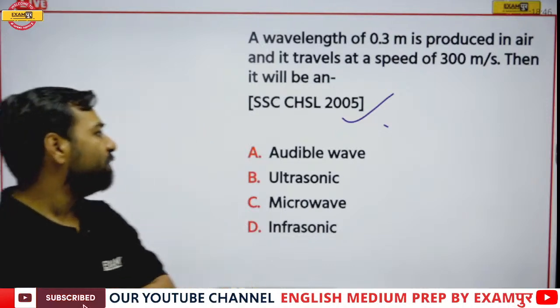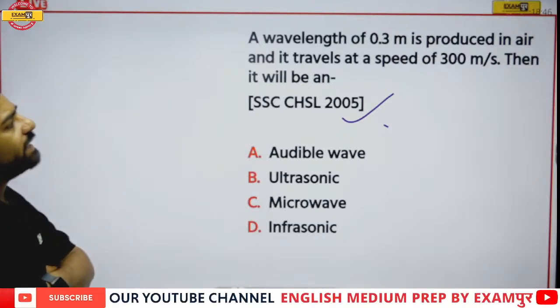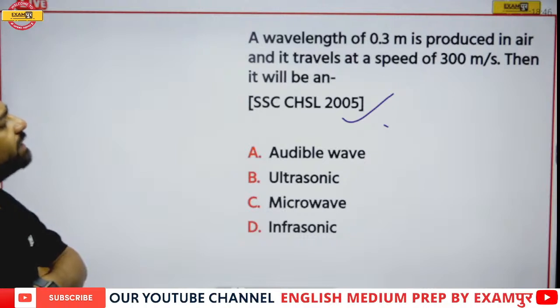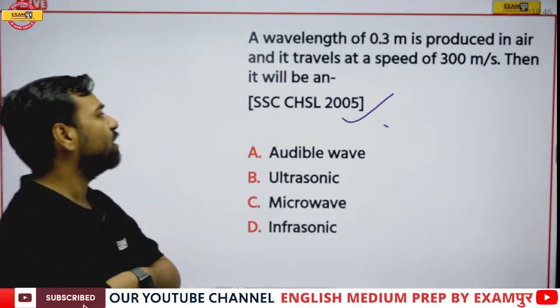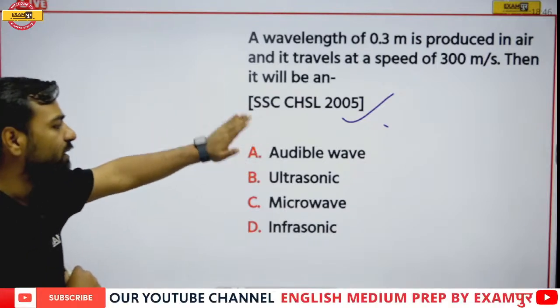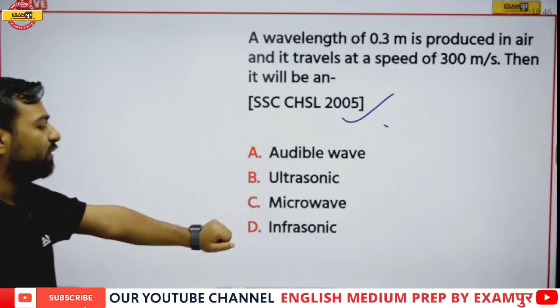Okay, so I'll come back to my point. There's a wavelength given of 0.3 meter and it is produced in the air. It is traveling with a speed of 300 meter per second. Now it will be what? Will it be audible wave, ultrasonic, microwave or infrasonic?